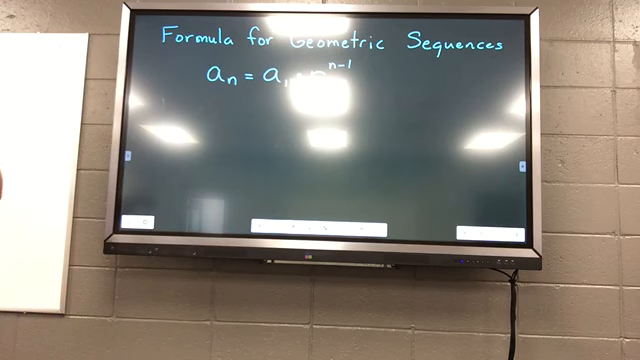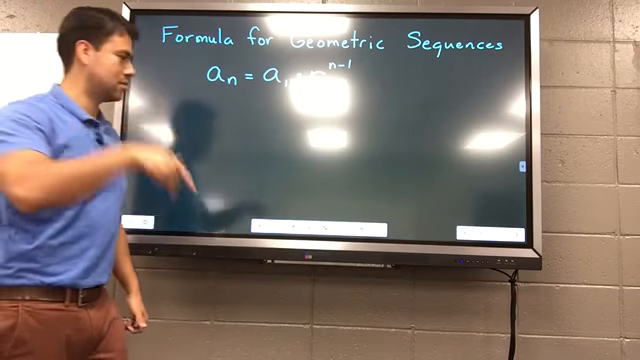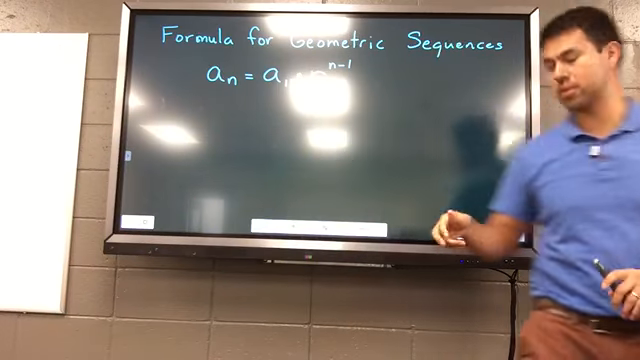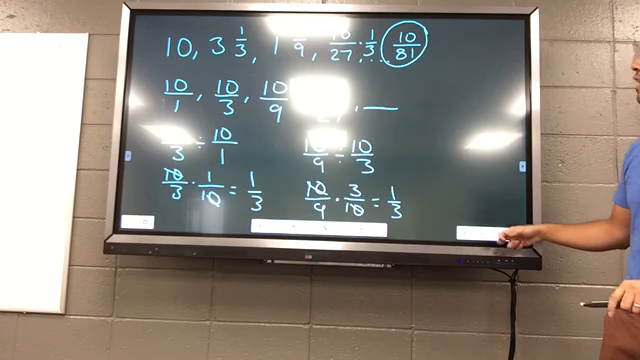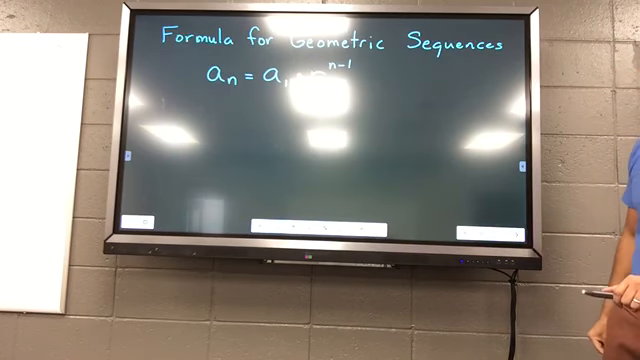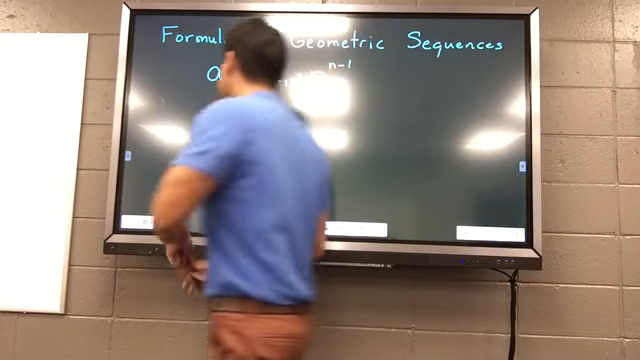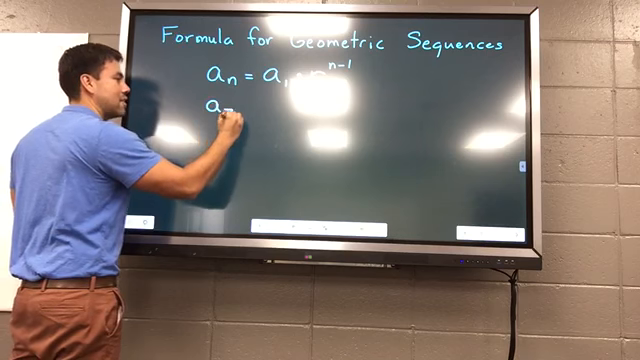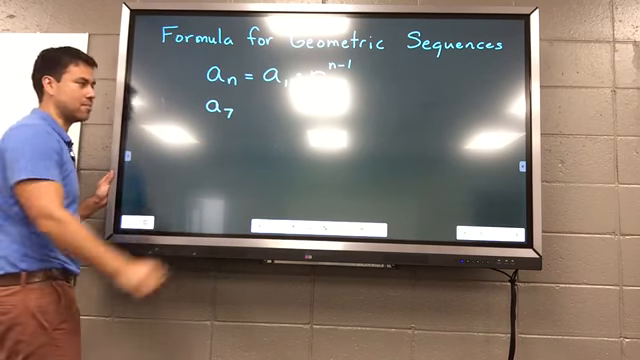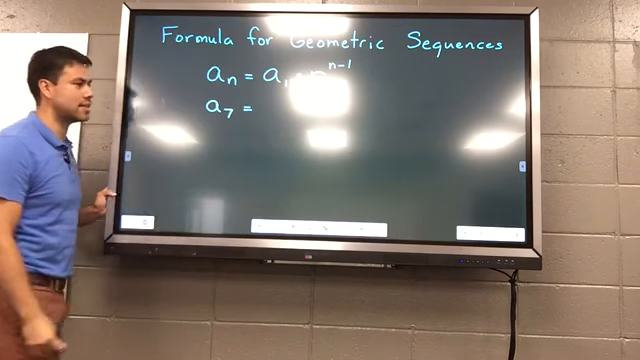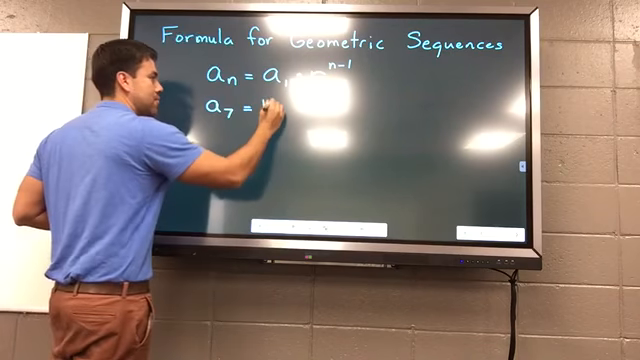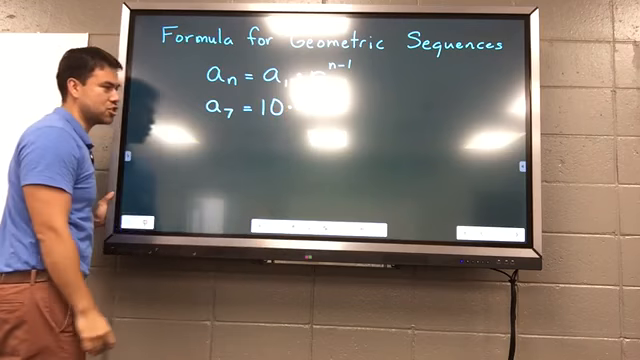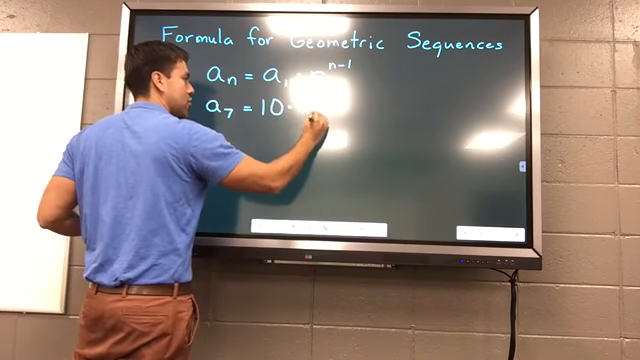Okay, on that last sequence, what was it, 10, 10 thirds, 10 ninths? Is that what it was? I want you to find me the 7th term using this formula. And this is how we're going to do it. Which term did I just ask you for? The 7th. So, right, a sub 7. What was the first term in that sequence? 10. What was that common ratio? 1/3.